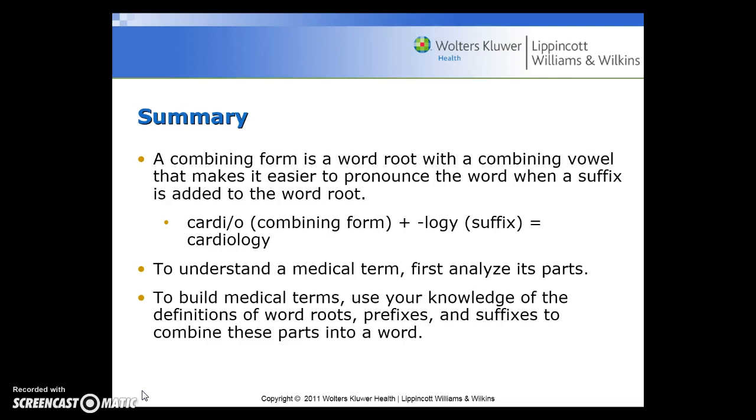To understand a medical term, first analyze its parts. And then to build the medical terms, use your knowledge of the definition of the word roots, the prefixes, and the suffixes to combine these parts into a word.